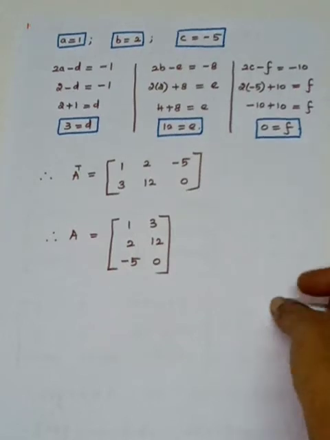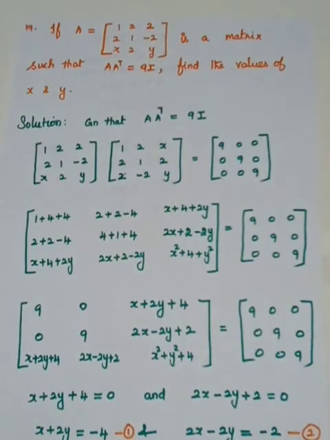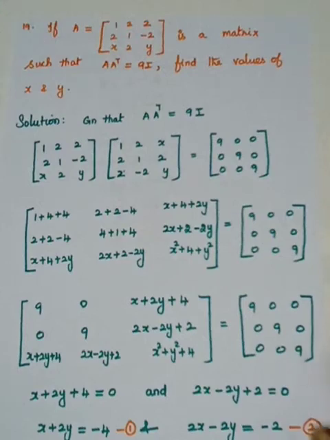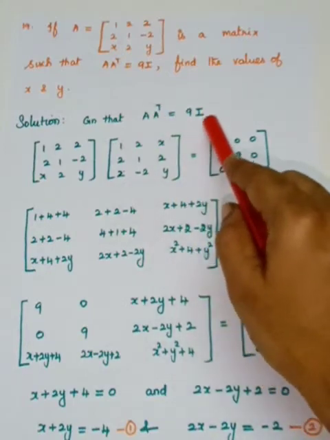Okay, so next one, problem number 19. You see that A matrix is given, it is a 3 by 3 matrix, such that A transpose is equal to 9I. Find the values of x and y. Okay, so given that, what is given? A transpose is equal to 9I.